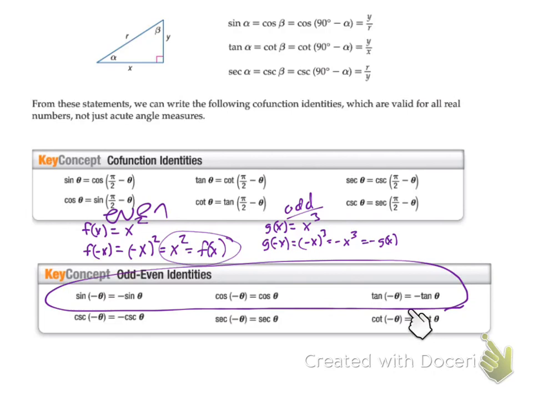Tangent does the same thing. Tangent is also odd. So if you have to or want to, put odd next to the sine, put odd next to tangent. So if there's a negative inside of tangent's angle, or on the angle, move it up front, turn it positive. I'd rather work with positive things. Positive students than negative ones.